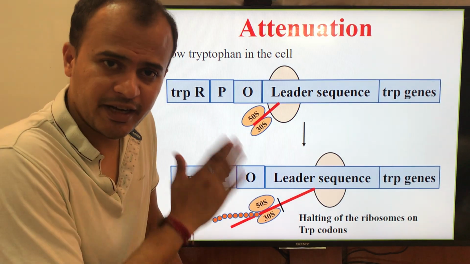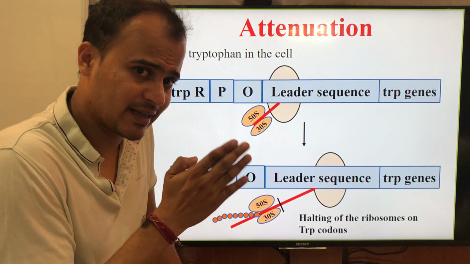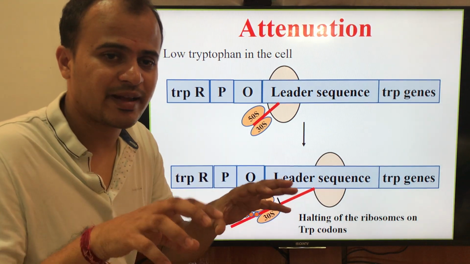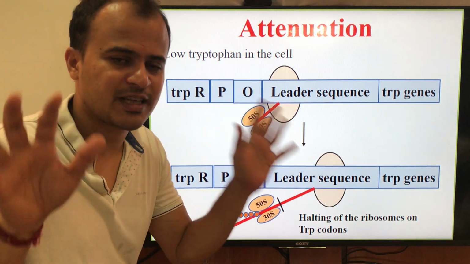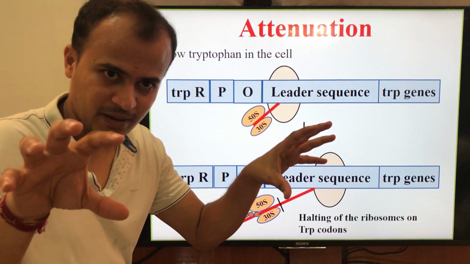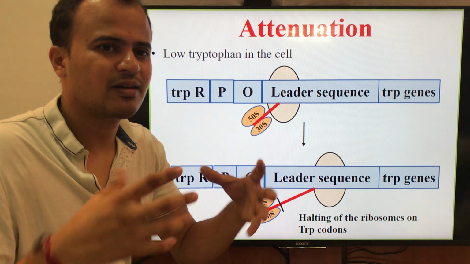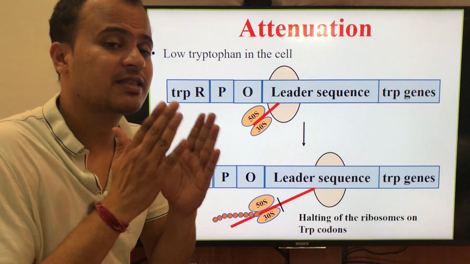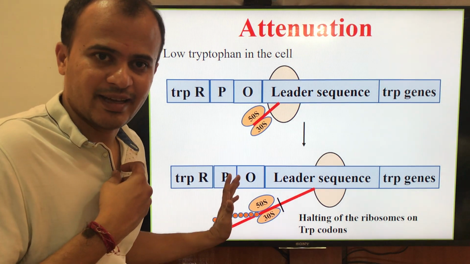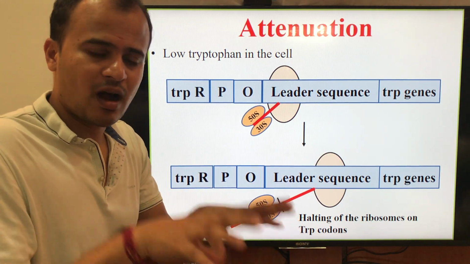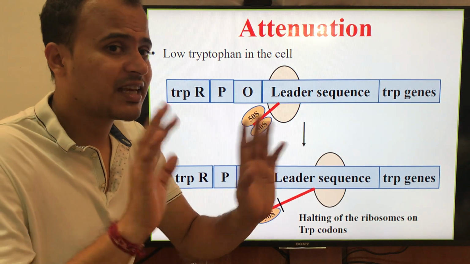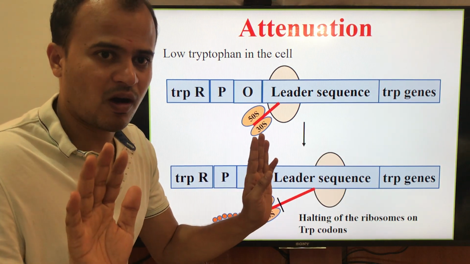In case of the high tryptophan levels, the ribosomes have stopped their activity in the interface of segment 1 and segment 2. They occupied both the segments and they are not allowing the formation of the stem loop structure between segment 1 and segment 2. But in this case, they have solely halted their activity on only segment 1 and segment 2 is not touched upon.